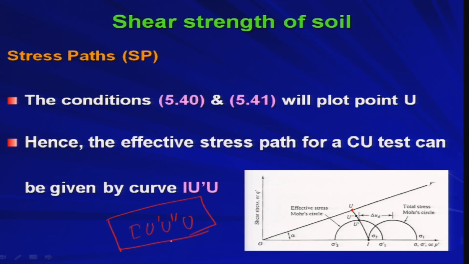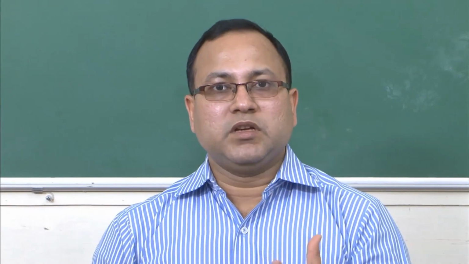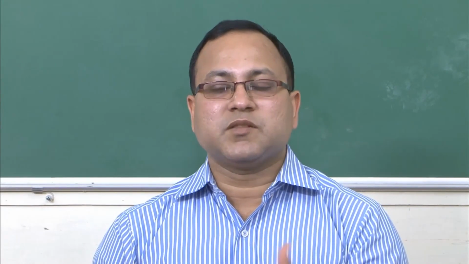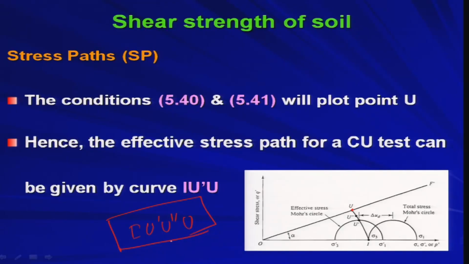So, how is it moving? It is not a straight line now, it is rather a curved line. For any test, CU test or CD test, if you plot the stress path, one will be a straight line, that is the CD test, which will give you a straight stress path, whereas the CU test will give you a curved stress path. So, basically, I am getting, say, this is Q prime, this is P prime. I am starting from the isotropically consolidated state, that is point I.